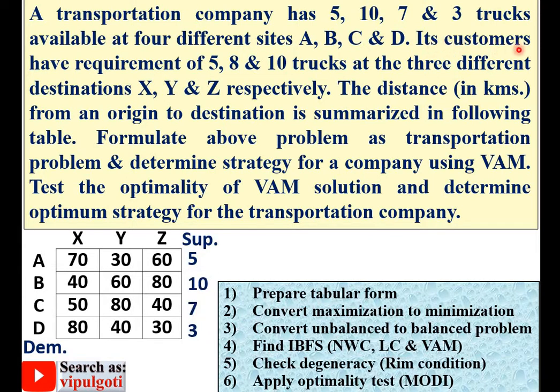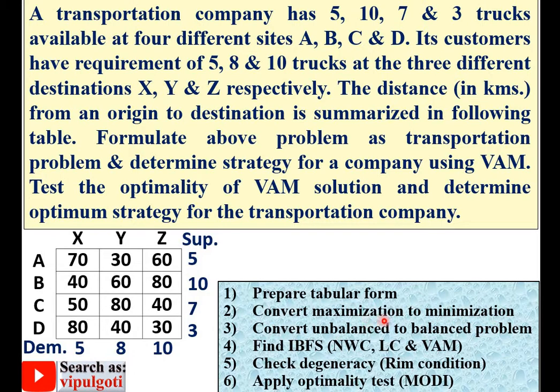Now next, its customers have a requirement of 5, 8 and 10 trucks. So this is the demand at the 3 different destinations X, Y, Z. So I can write over here 5, 8 and 10. Now it is your tabular form. Next, convert maximization to minimization. Look at the description, the distance is given to you and obviously it should be minimized. So you can assume that the given problem is of minimization type.